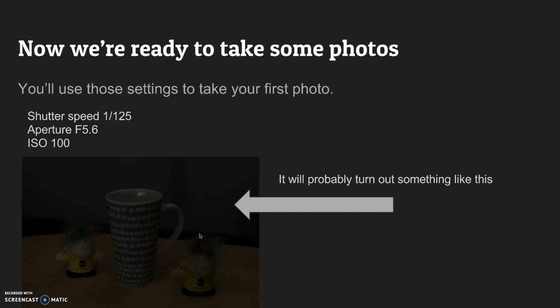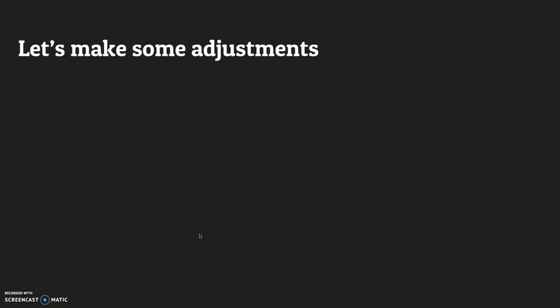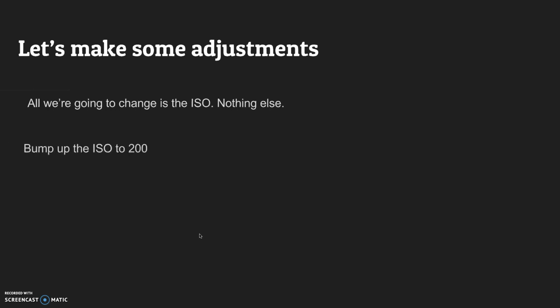Obviously, that one's pretty dark, right? So let's make some adjustments. All we're changing is the ISO and nothing else for this activity, just like we did with the first activities. So we're going to bump the ISO up to 200.